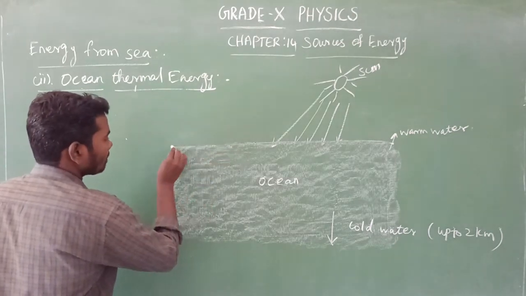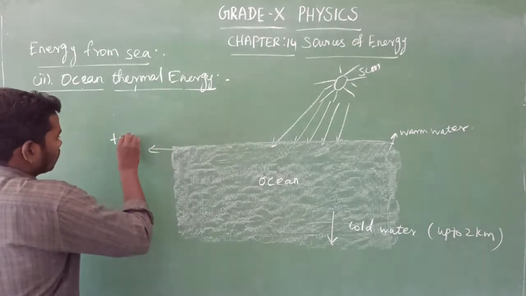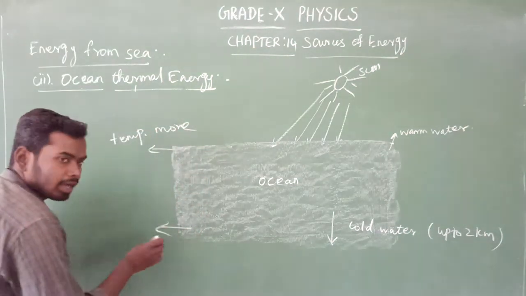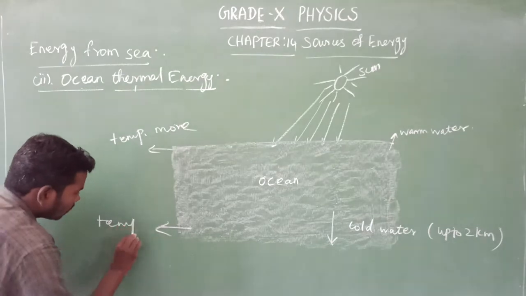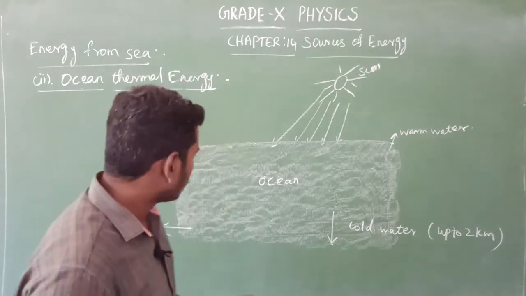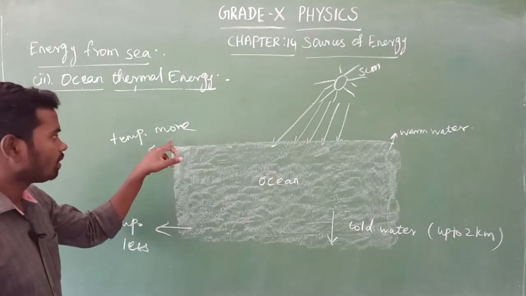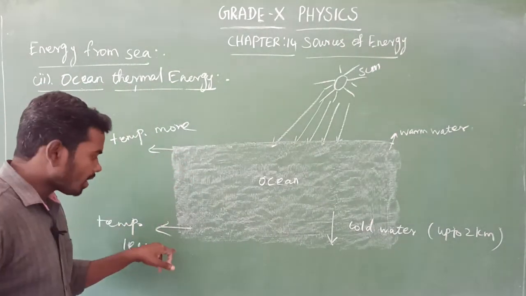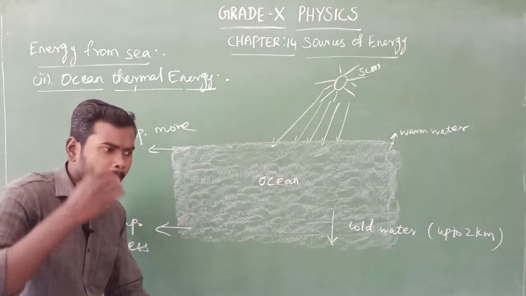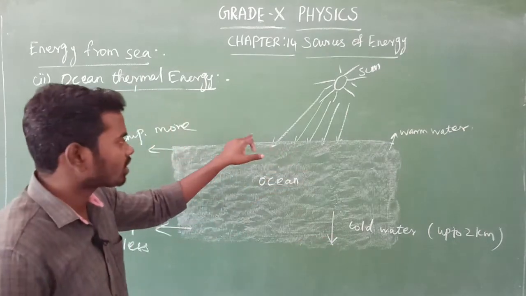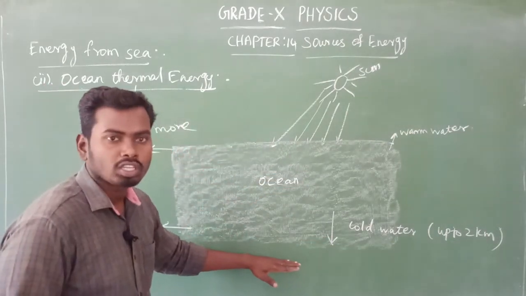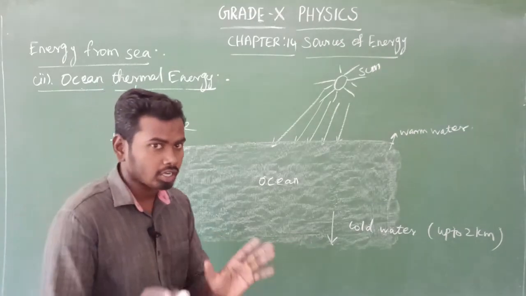This is surface water, temperature more, but at deeper, temperature less. Am I right or wrong? Yes. At the surface the temperature will be more, but at deeper the temperature level will be less. So there is a temperature difference between the surface of the ocean water and the deeper ocean water. Is it clear?